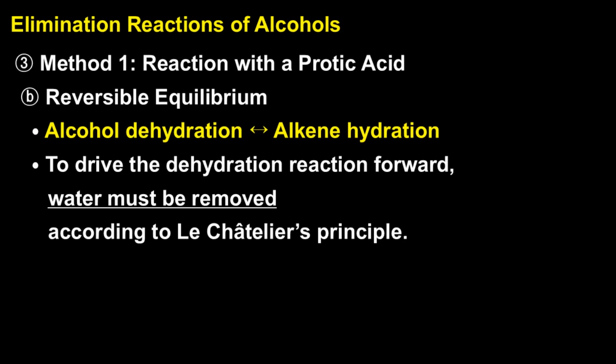So how do we push the reaction toward alkene formation? According to Le Chatelier's principle, we need to remove the water that's produced. By getting rid of it, we shift the equilibrium to the right, favoring the alkene. So controlling water is key if you want a good yield.